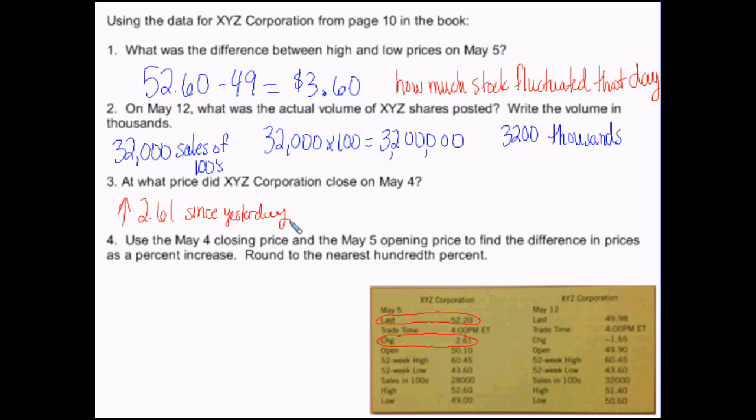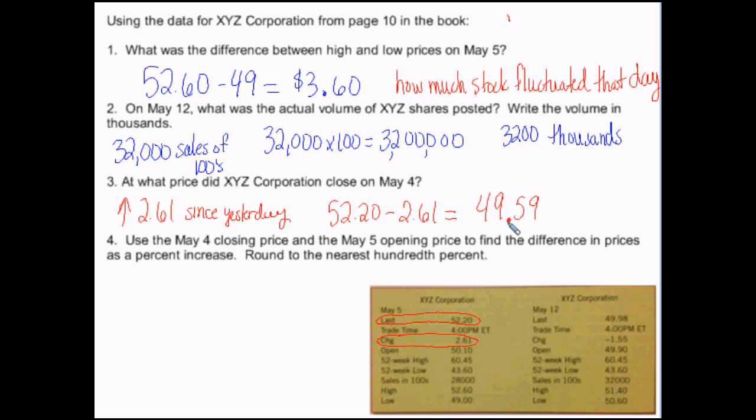And so I have 52.20 minus 2.61, which is $49.59. And then we can look at the open, which was 50.10, and we can see that it doesn't match. So that does mean that there was after hours trading on this particular company that day. So far okay?